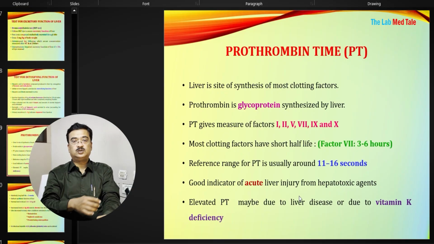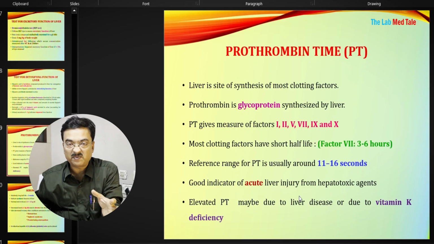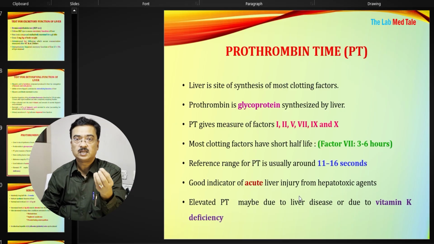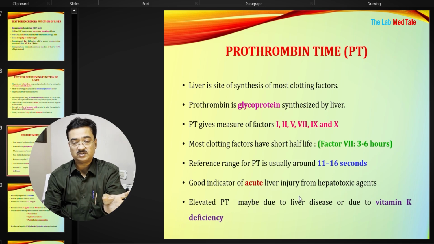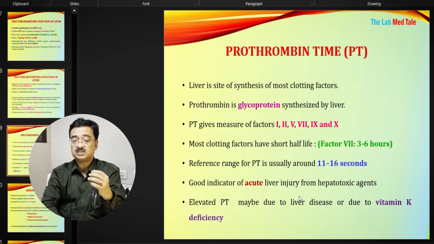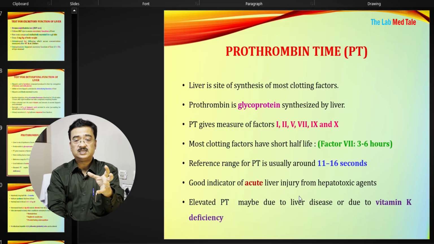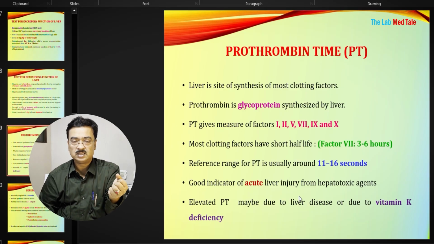Another one is prothrombin, a glycoprotein synthesized by the liver. There are also other clotting factors like 1, 2, 5, 7, 9, and 10, which are produced in the liver. So whenever there is liver failure or a liver problem, these clotting factors do not act properly, leading to a high prothrombin time. Usually it is between 11 to 16 seconds. If it is more than that, the liver cannot produce these clotting factors properly, so coagulation factor production is diminished.